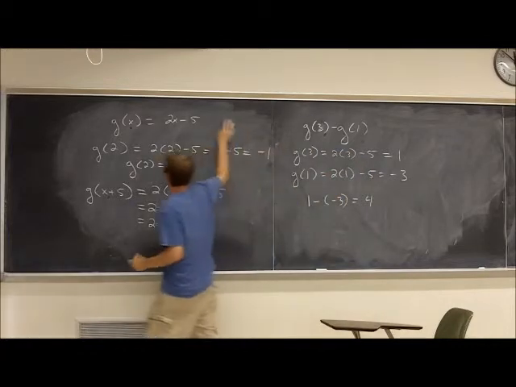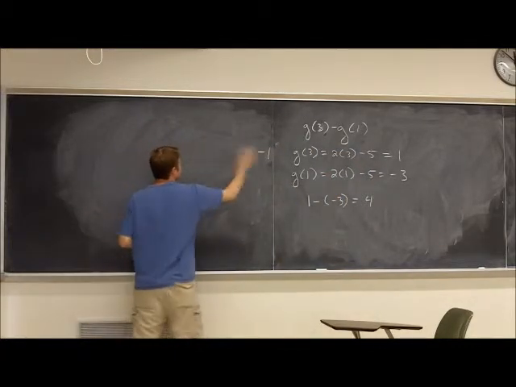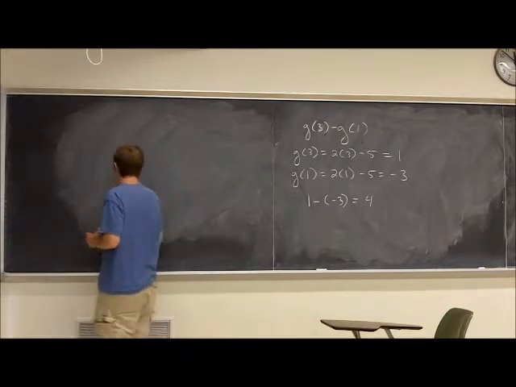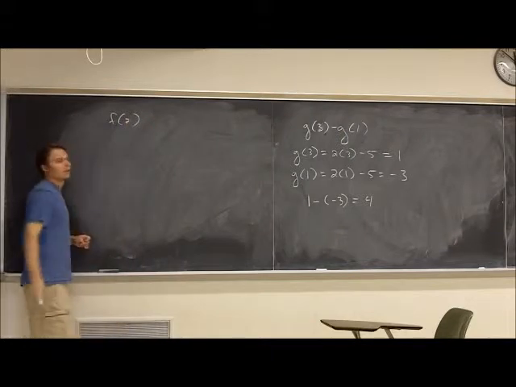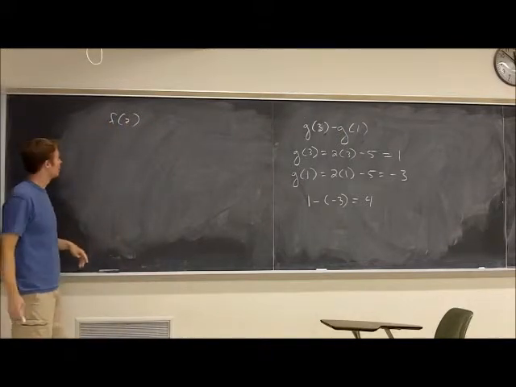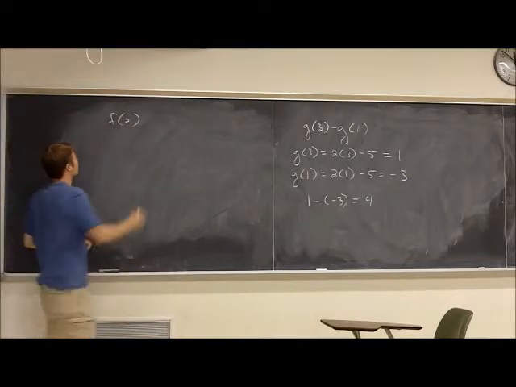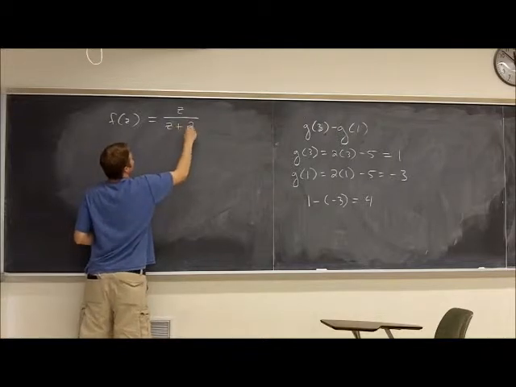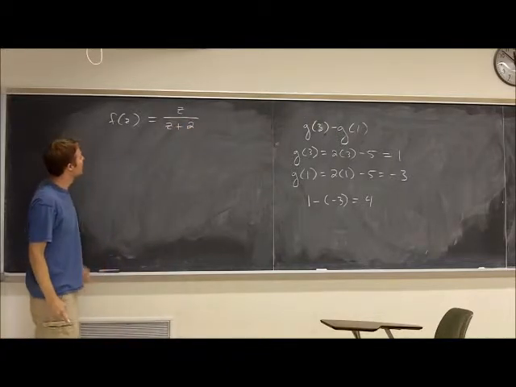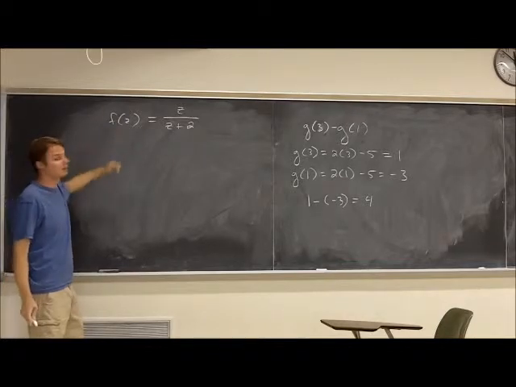So how about another example? We could do f of z. Again, I can make my letters arbitrary. In this case, z is going to be the variable, and f is the name of the function. f of z is equal to z over z plus 2. Now in this case, I have 2 variables in the function, but that's fine. We still follow the exact same rule.